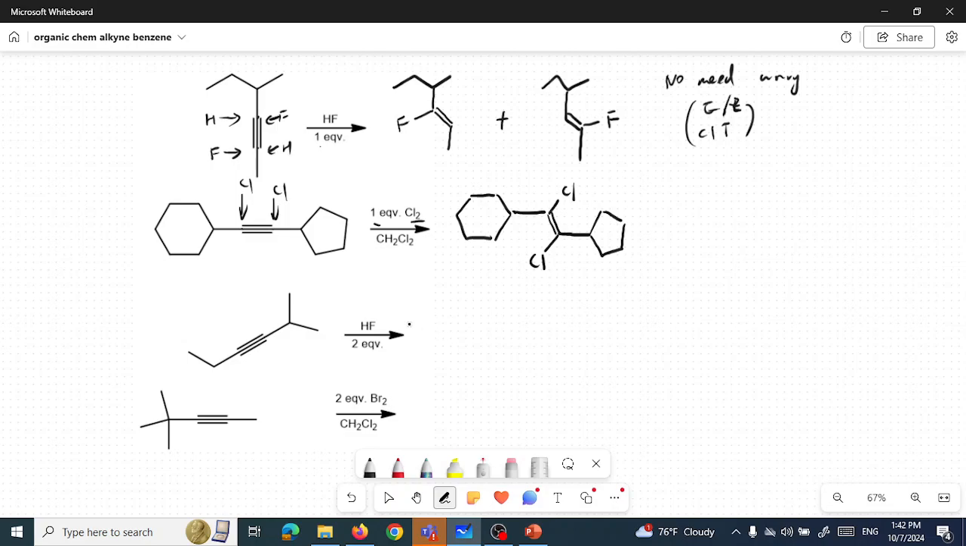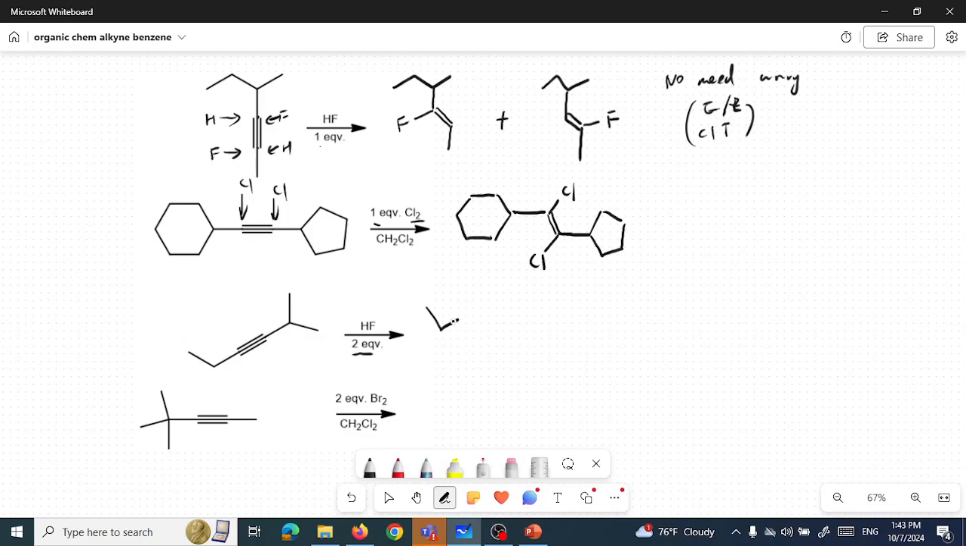Now, the next one is similar to the first one, but you're adding two equivalents of HF. So you have to think about this. When the first addition happens, what's going to happen? Well, because this is an internal triple bond, meaning both carbons are equally substituted, there's no preference when you add one equivalent of HF to it. It's not going to form a Markovnikov product. So the first addition is going to result in two products.